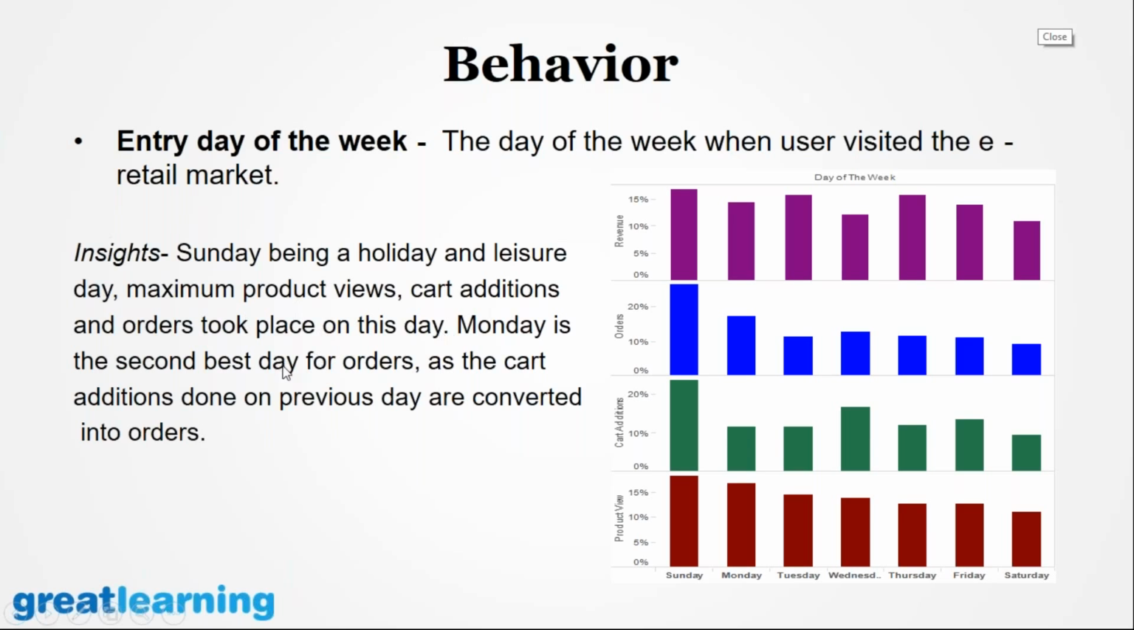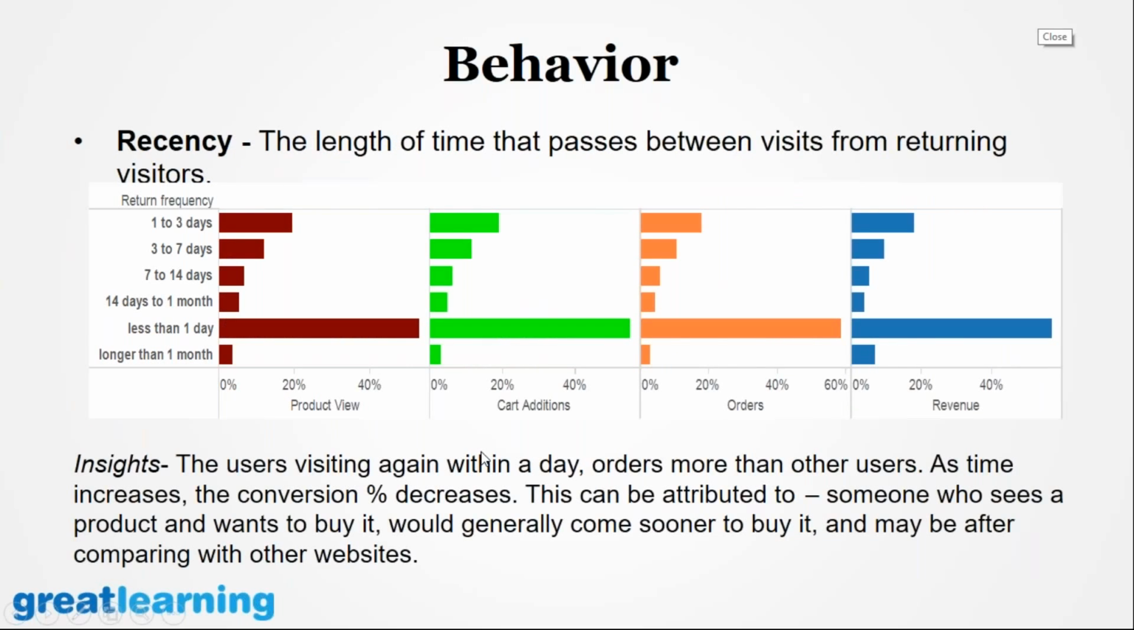Sundays being a holiday and leisure day, maximum product views, cart additions, and orders took place on this day. Monday is the second best day for orders, as the cart additions done on the previous day are converted into orders. So there could be some cart additions where people are just ordering it now: whatever I actually selected, let me order that.